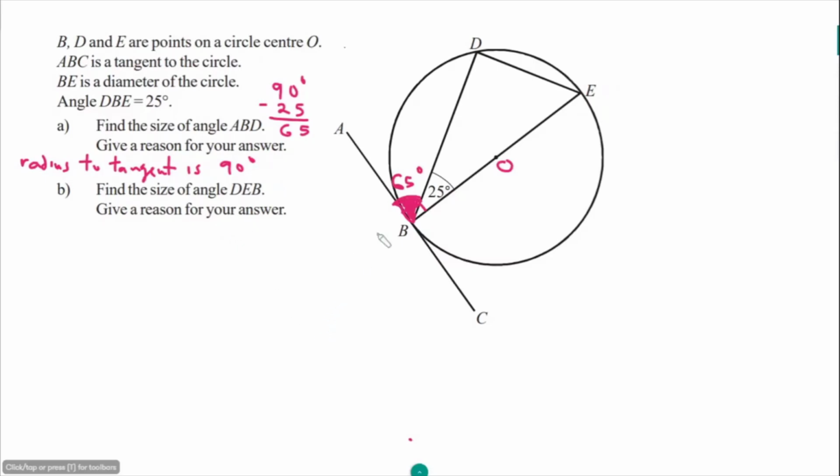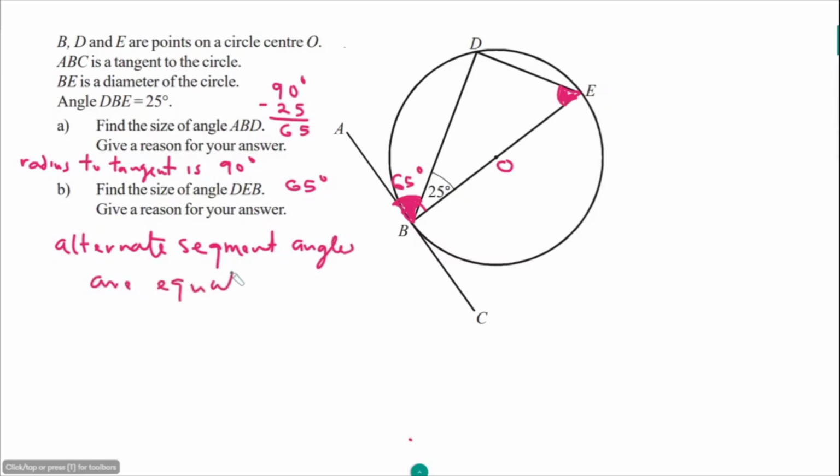And then question B says, find the size of angle DEB. DEB is going to be somewhere here. This is the angle I'm looking for. Now this angle here is in the alternate segment to this angle here. So the angle DEB is definitely going to be 65 degrees also. The reason: angles in alternate segment are equal. That's very easy. So here's going to be 65.